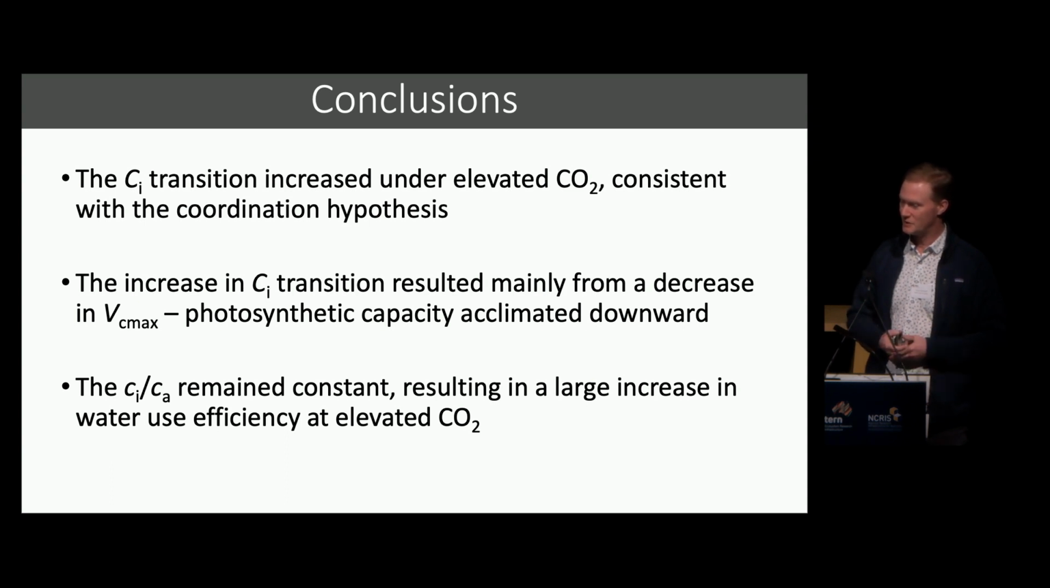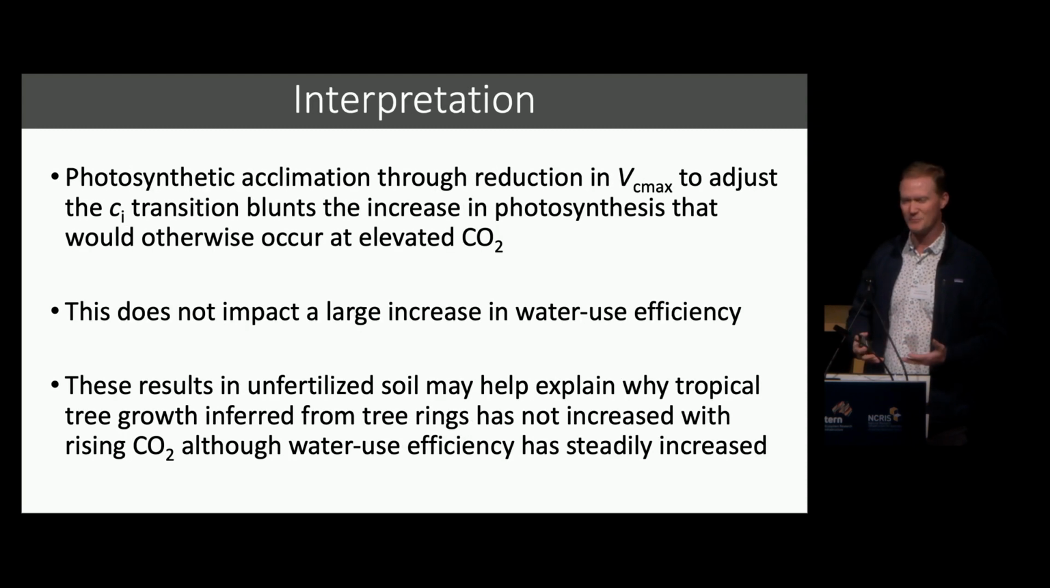So Ci transition increased. It increased through reduction of Vcmax. Ci over Ca remained constant, therefore water use efficiency increased. And I think this gives some really good insight into why we don't see large growth responses of tropical trees. They acclimate in such a way that the increase in photosynthesis is less than it would otherwise be with a higher CO2 concentration. They still get the big increase in water use efficiency, and I think this gives us some grounds for predicting where we might see increasing tropical tree growth.